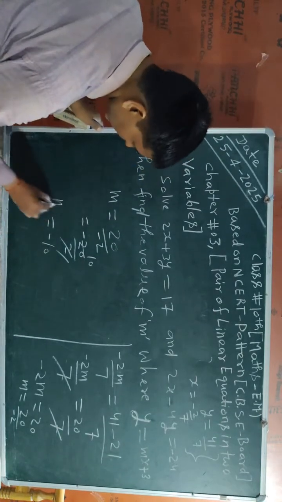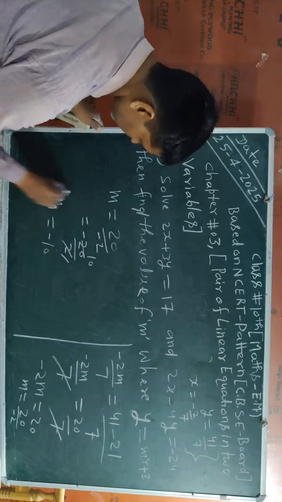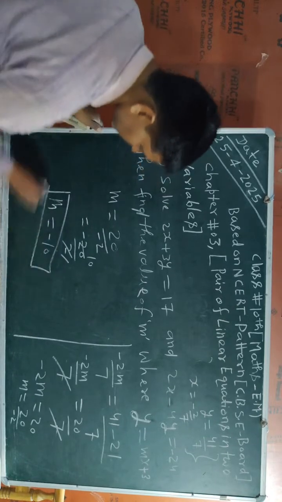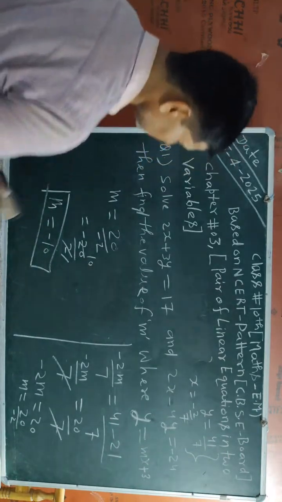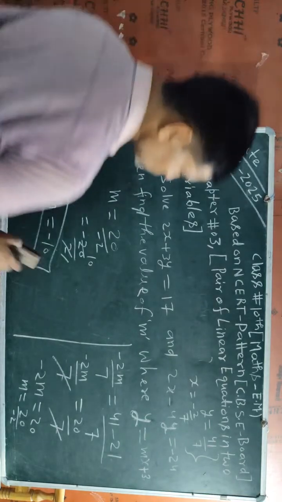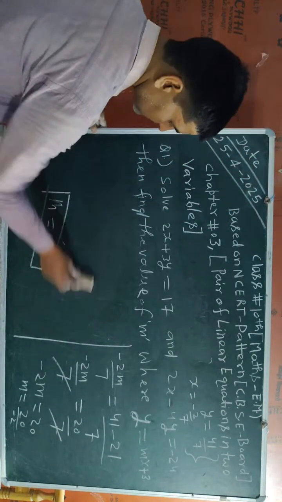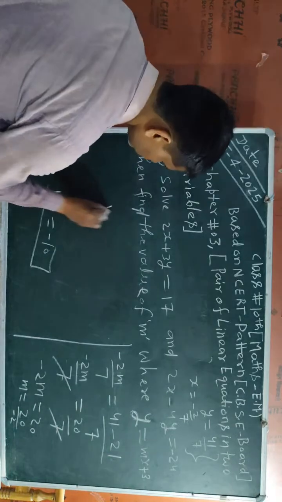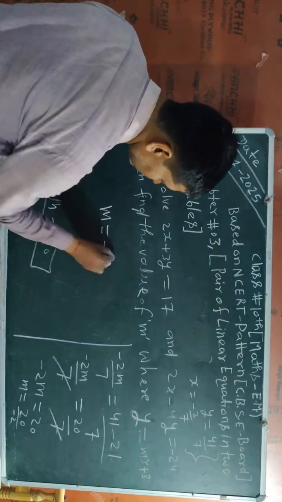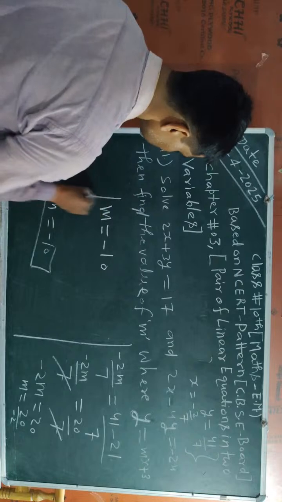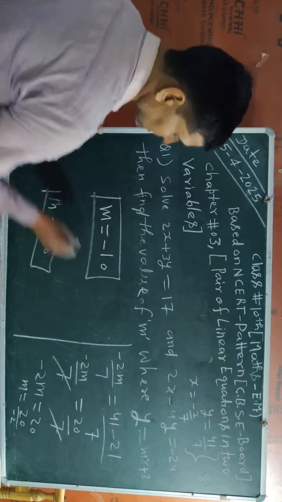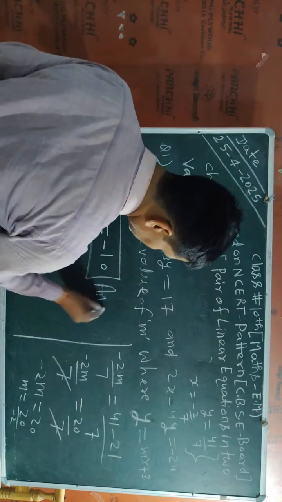It means that I have got the value of m. That is minus 10. This is the final answer of the given question. Okay, student. So properly here I will write I have got the value of m, which is equal to minus 10. This is the final answer of this question. Okay, student.